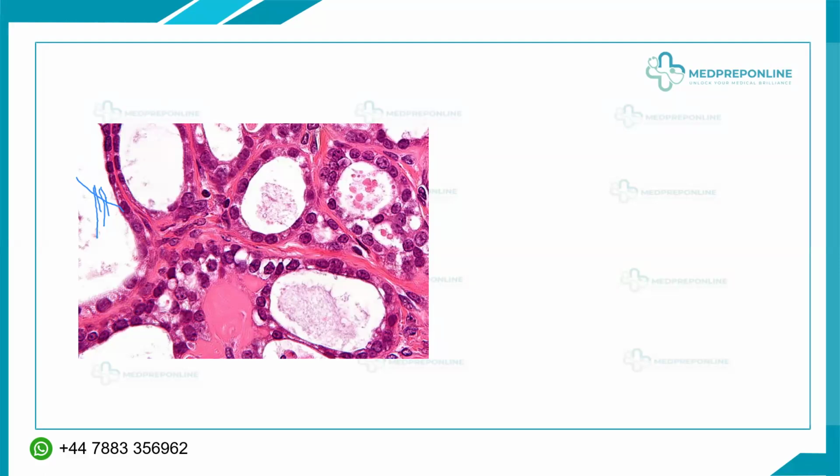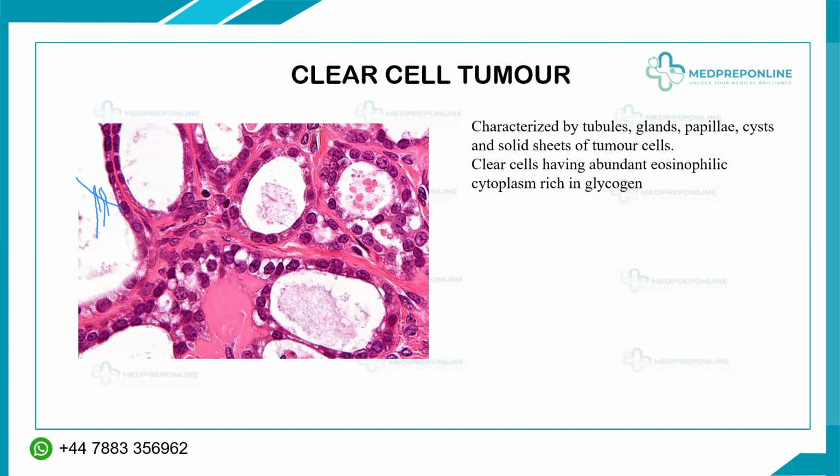So coming to the next type. So you can see here the lumen of the cells. These are clear and you can find some intracellular components, which is glycogen. So here you have clear cell tumors, which are characterized by tubules, right? So you have tubules, you have glandular pattern, you can have papillae as well as solid sheets of tumors. And these are clear cells. They have abundant eosinophilic cytoplasm, as you can see, and they are rich in glycogen.